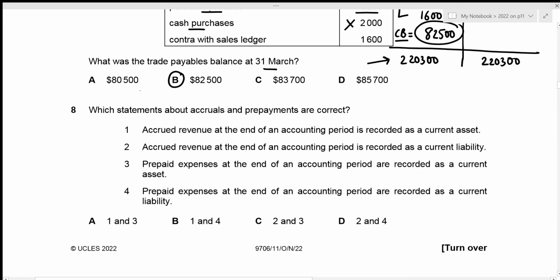We need to figure out which statements about accruals and prepayments are correct. So we're told that accrued revenue at the end of an accounting period is recorded as a current asset. Let's talk about accrued revenue.